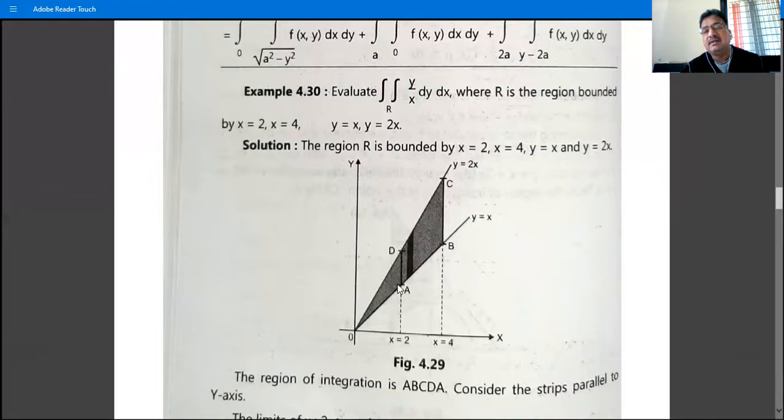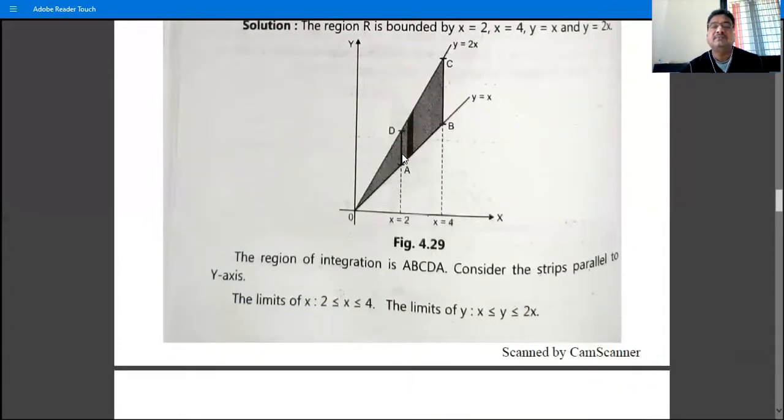So if we move from A to C, then one end touches the line x is equal to 2 up to point D, but after the point D, one end of the strip touches the line DC. That's why integration with respect to y first is simple, because we cannot divide the region.